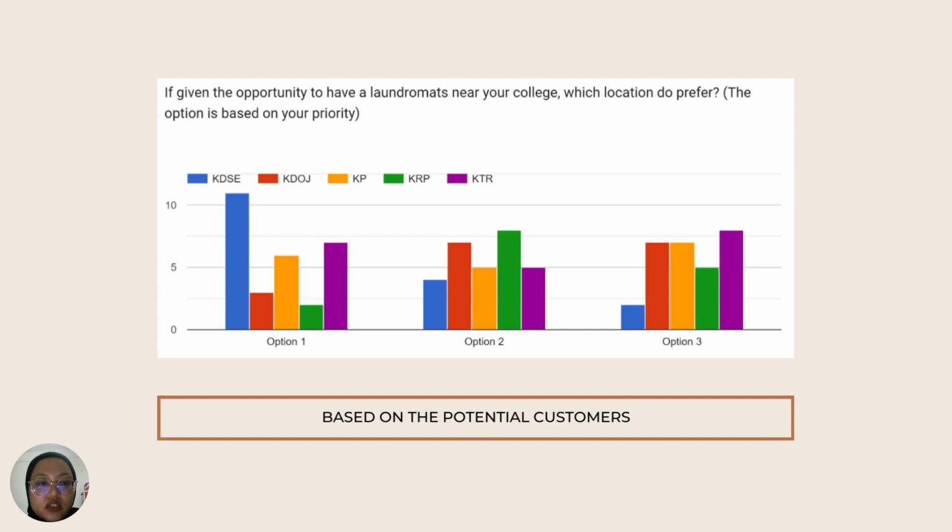So if given the opportunity to have a laundromat near the college, the location that they prefer is based on their priorities or most preferred. So the potential customer for option 1 is KDSE, option 2 is KRP, option 3 is KTR.